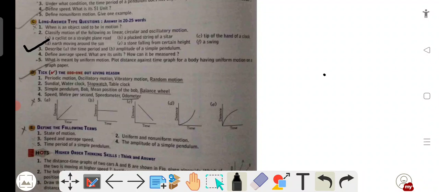Okay, if this is a rigid support and this is the string and that is the bob, which can also be called a metallic ball, then the time taken by the pendulum to complete one oscillation is called the time period.